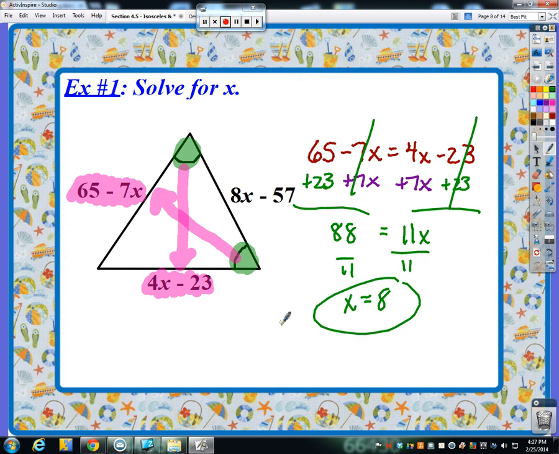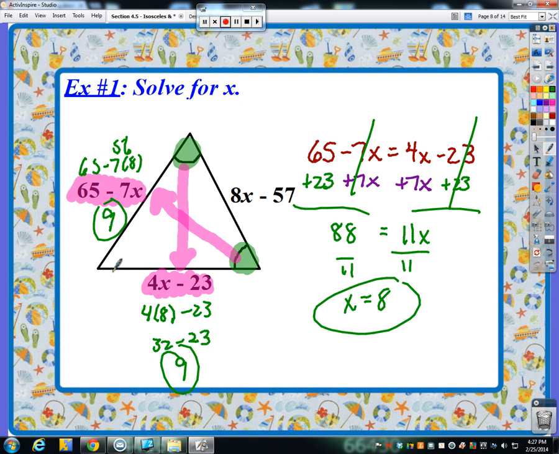And if I wanted to double check to make sure that these really were congruent sides, 4 times 8 minus 23, let's see, that's 32 minus 23, which is 9. So this side is really 9. And 65 minus 7 times 8, 7 times 8 is 56, and 65 minus 56 is 9.